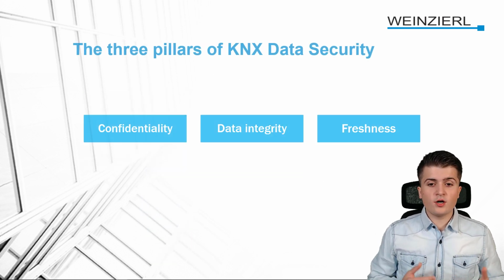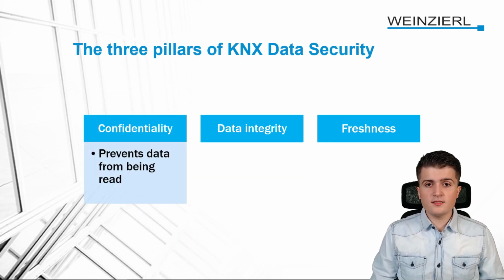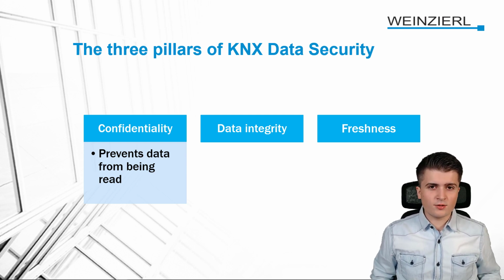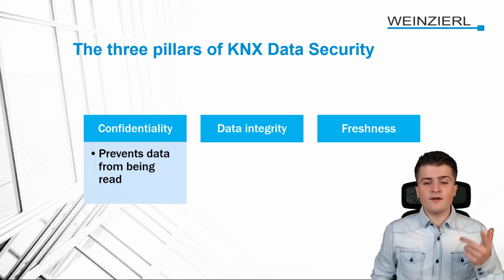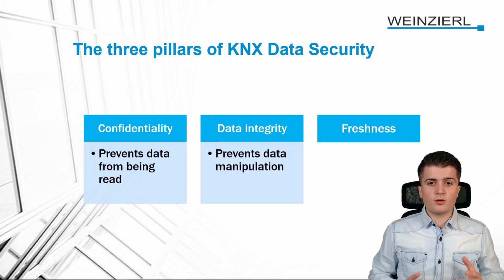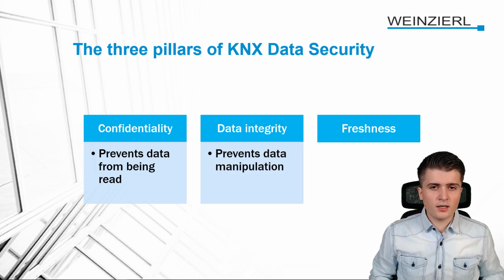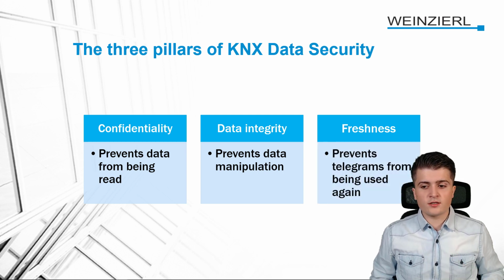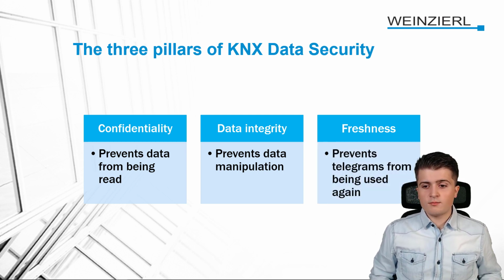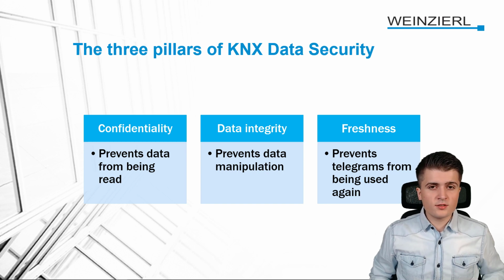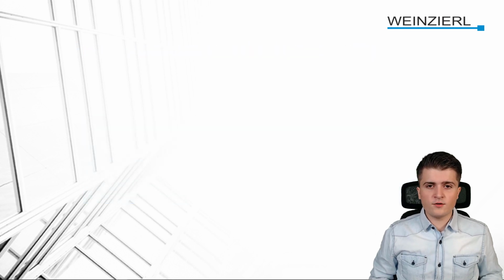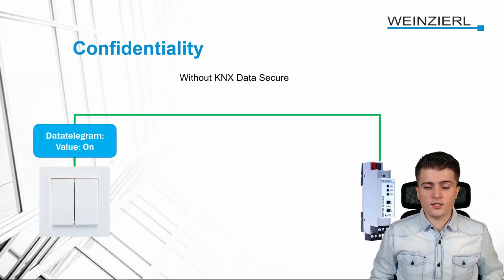First of all, we have confidentiality, which prevents an attacker from reading the data being sent on the KNX network. Then we have data integrity, which prevents an attacker from manipulating a message. And last but not least, we also have freshness, which prevents telegrams from being used again. Let us take a look at an example for each of those pillars. So let us start with the first pillar, confidentiality.